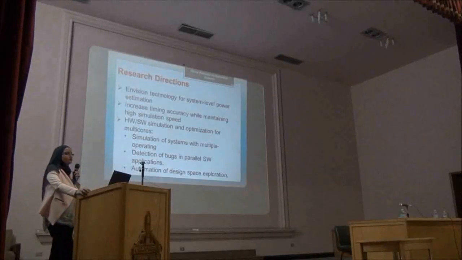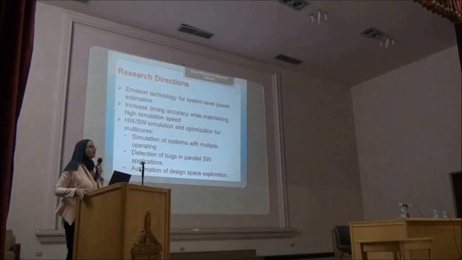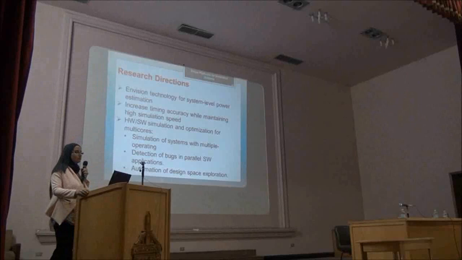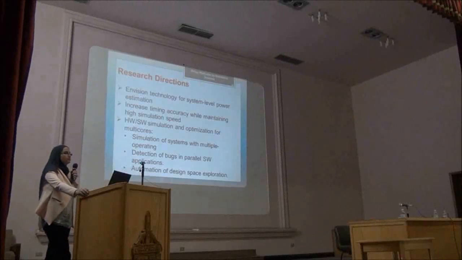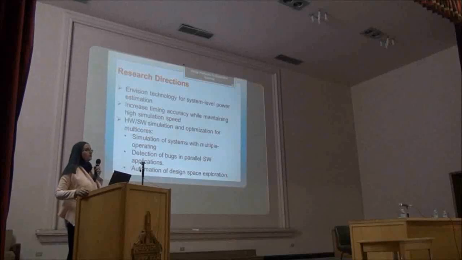Hardware-software simulation and optimization of multi-core is very challenging. How to simulate systems with multiple operating systems? We can have one core running a bare metal application and the other running an RTOS or running embedded Linux. Detection of bugs in parallel for the software applications running. Automation of the design space exploration to enable users to develop the ECUs that meet their goals.